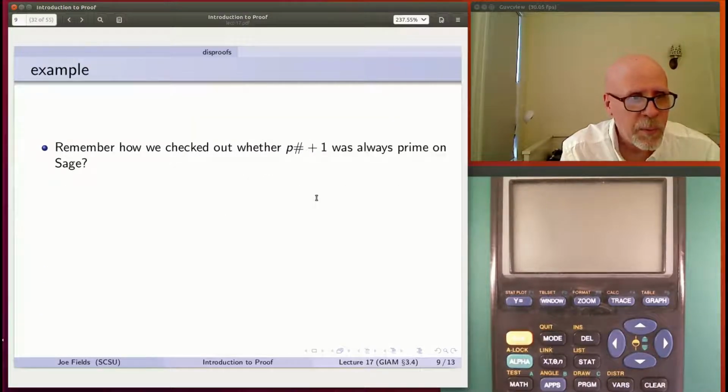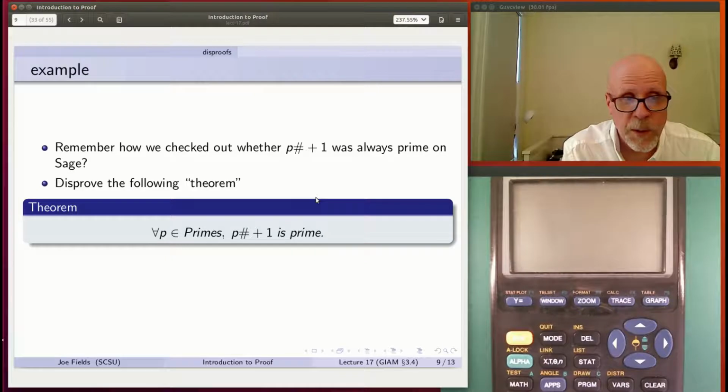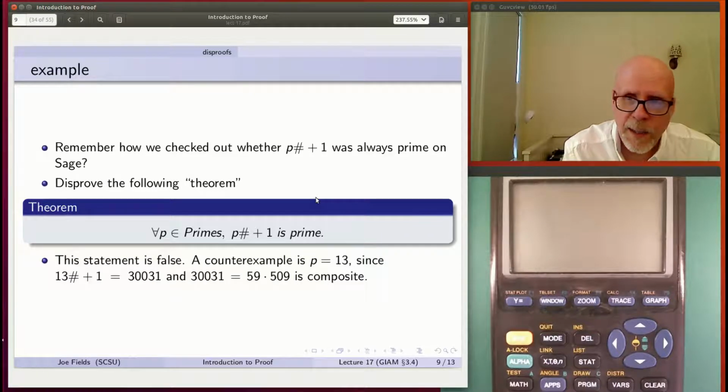Okay, so here's an example. Remember how we checked out whether p sharp plus 1 was always a prime on Sage? So here's a theorem. It's not a true theorem, but here's a theorem. For all p in primes, p sharp plus 1 is prime. And that is a complete disproof of it. You just say, boom, this statement is false. A counterexample is p equals 13, since 13 sharp plus 1 is 30,031, and 30,031 is 59 times 509, which is composite.